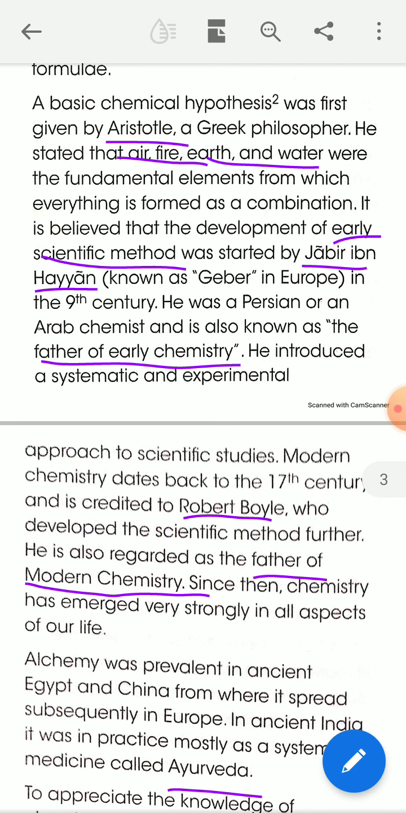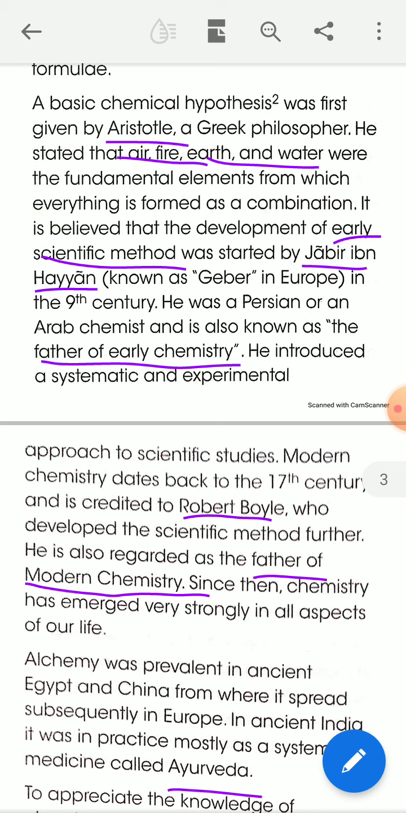And it is believed that the development of the early scientific method was started by Jabir ibn Hayyan in the 9th century, and he was a Persian or an Arab chemist also known as the father of early chemists. So the father of early chemistry was Jabir ibn Hayyan. Okay, and he introduced a systematic and experimental approach to scientific study.